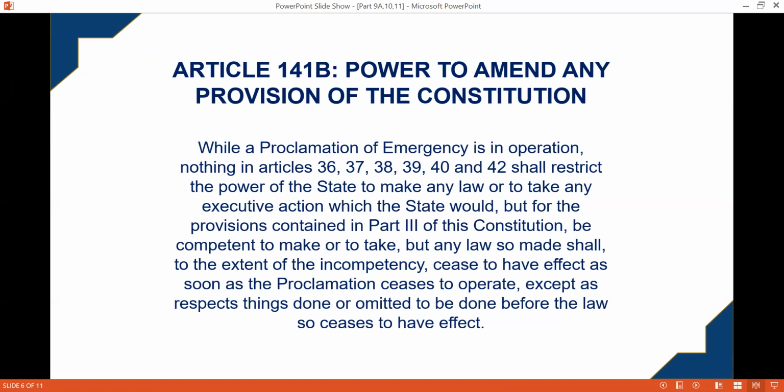However, any law so made shall cease to operate to the extent of its inconsistency upon expiry or cessation of the proclamation of emergency. Points to be noted here is that rights are not automatically suspended unless any law is made or executive action taken to that effect. And only Articles 36 to 40 and 42 remain suspended as per Article 141B, meaning that the other fundamental rights contained in Part 3 remain in force despite the proclamation of emergency.